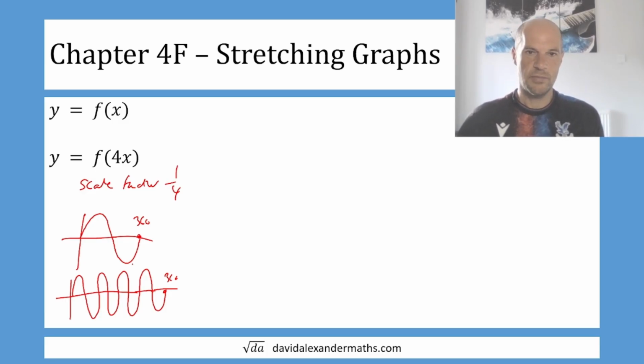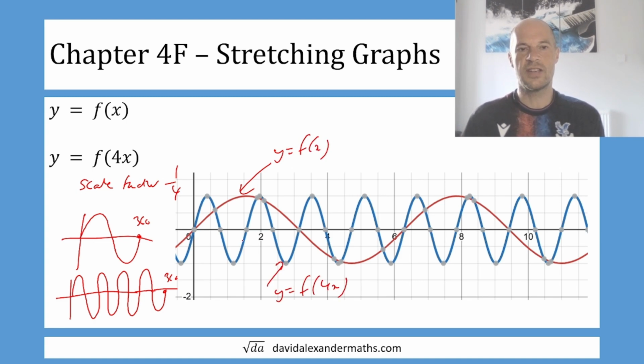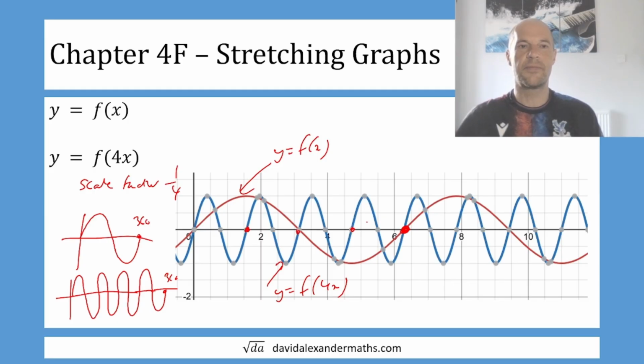My drawing is pretty inadequate, but hopefully we can see it a bit better on Desmos. So here, the red one is y equals f of x, and the blue one is y equals f of 4x. We can see we're getting 1 full wave up to this point here for y equals f of x, but for y equals f of 4x, we are getting 1, 2, 3, 4. So it's a stretch with scale factor 1/4, so we're not pulling it out, we're actually squeezing it in.